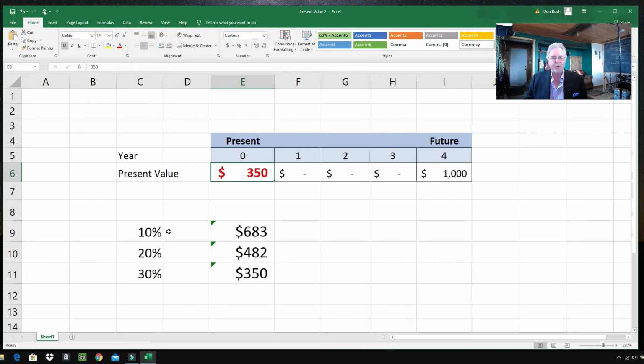So whenever the interest rate goes up, the present value goes down. You got that? So whenever interest rates go up, the present value goes down. And the opposite is true also. When interest rates go down, the present value goes up. So this is exactly how the bond market works. A lot of people don't understand that. In fact, it's also how the real estate market works.